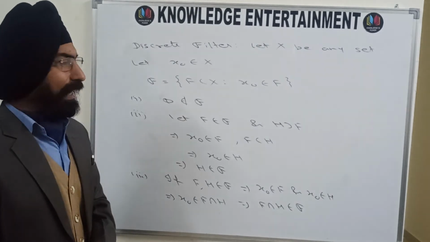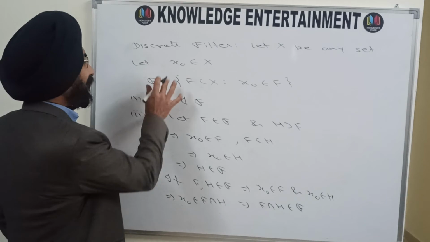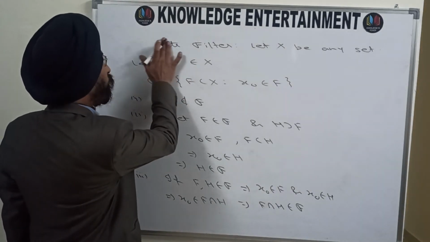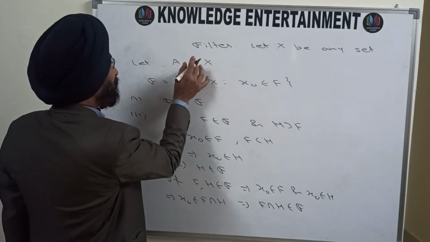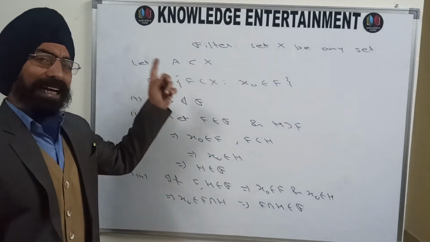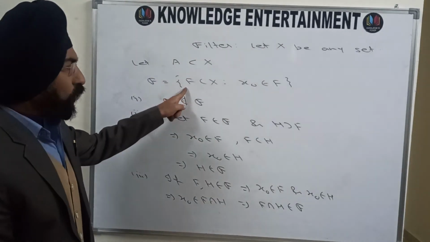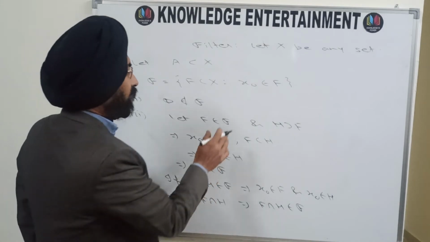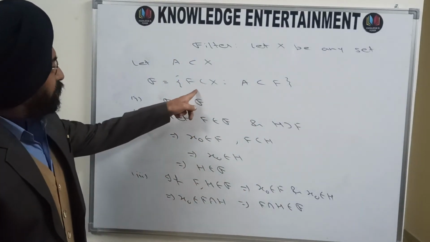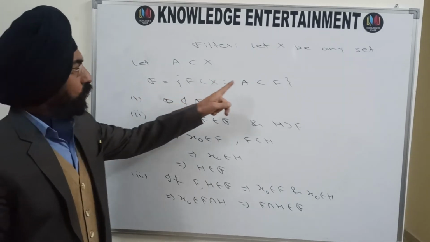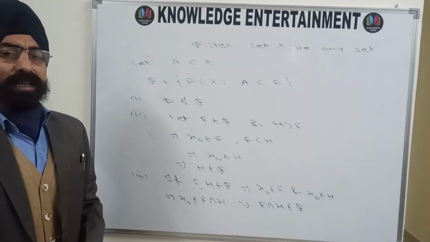Another thing to be noted is that if we replace this point x0 by a subset A of x, I'm not using the definition of discrete filter now. Suppose x is any set and A is a subset of x. Instead of taking x0 to be a point of x, now I'm taking A to be a subset of x, and I'm taking all those subsets of x which contain A. Then once again it will be a filter.